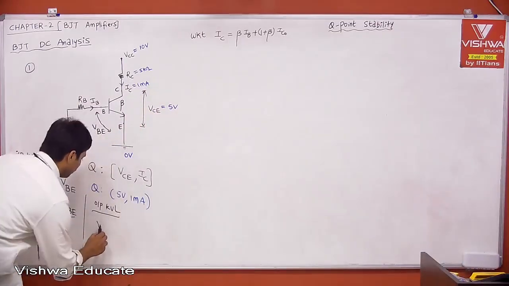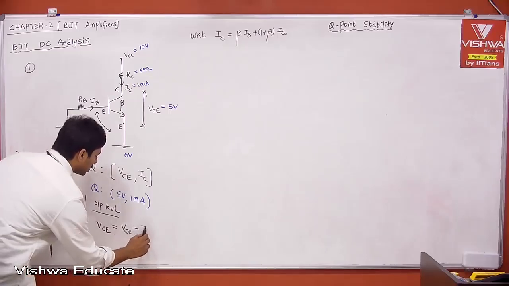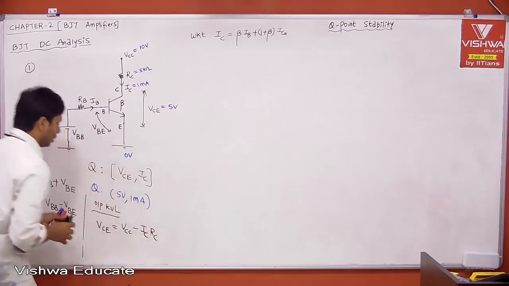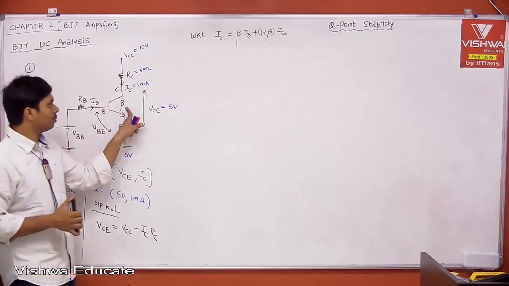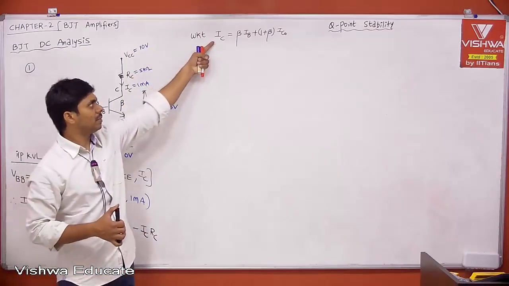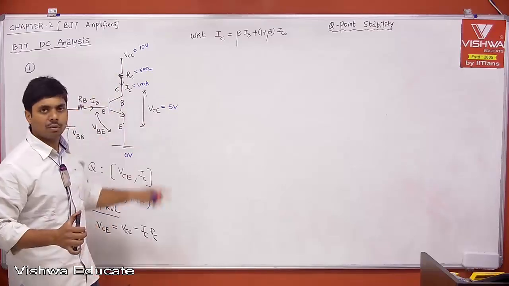Therefore, what is VCE? VCE is equal to VCC minus IC into RC. Therefore, if you know IB, you know beta, you know IC from this, and you know the drop across RC, then we can find VCE.